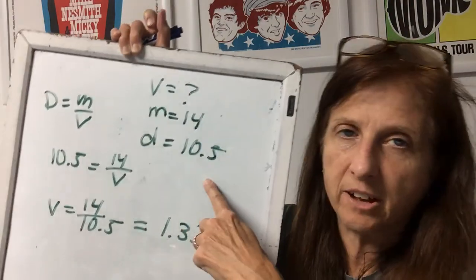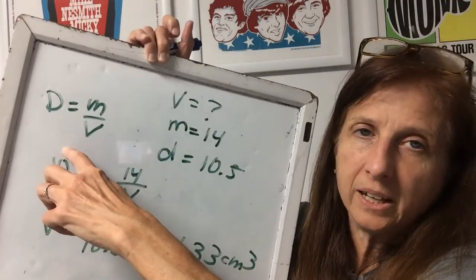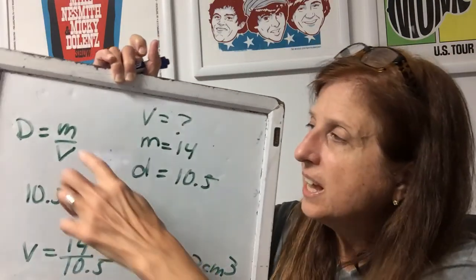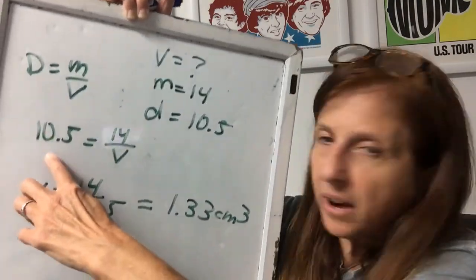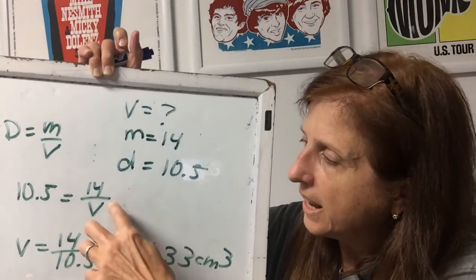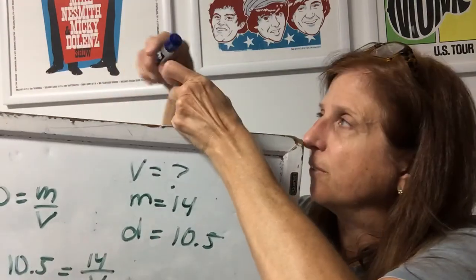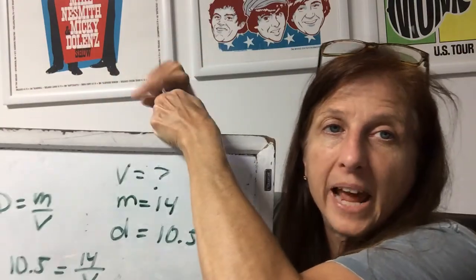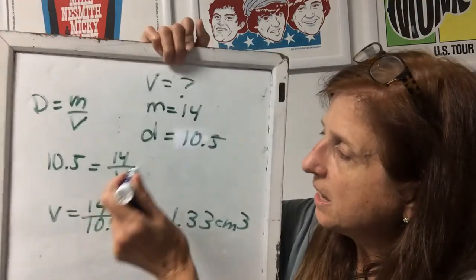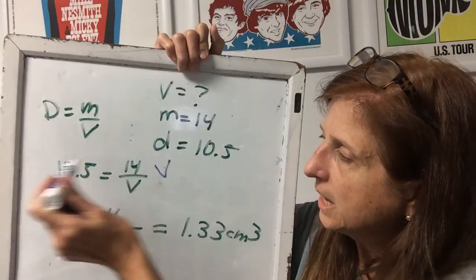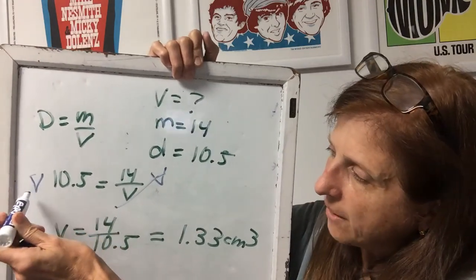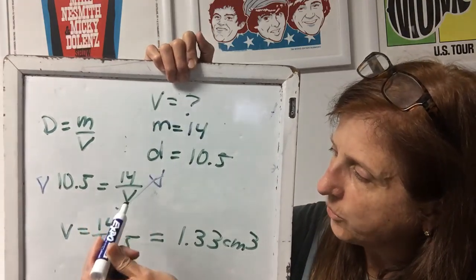So first you write your knowns and unknowns, then you write your formula, density equals mass over volume, then you sing the song Substitute. So then right underneath D, write 10.5, right under M, write 14, and now we need to get V by itself. And the problem is it's in the denominator, so we're going to do the opposite. We're going to multiply both sides by V. These V's cancel out. And so we have V times 10.5 equals 14.